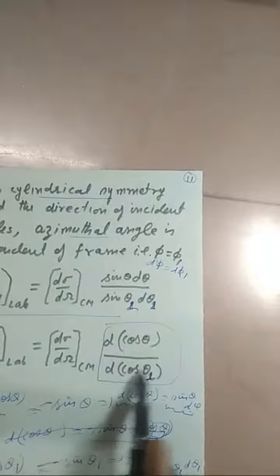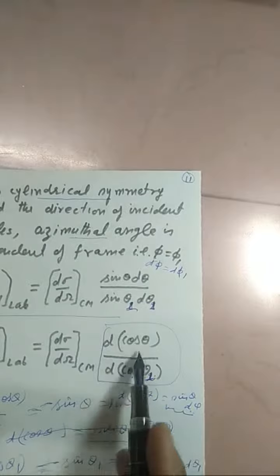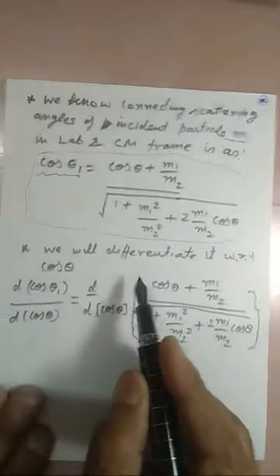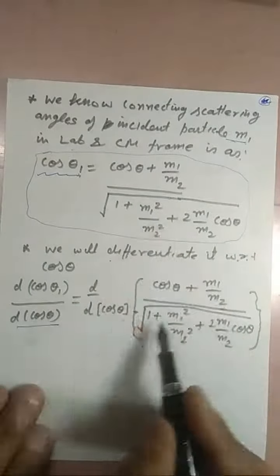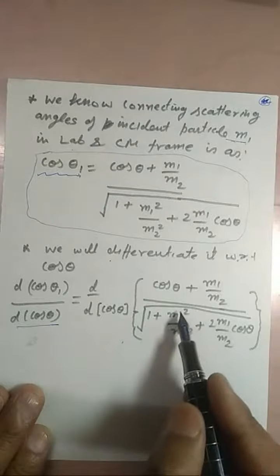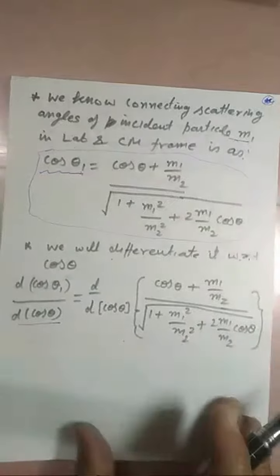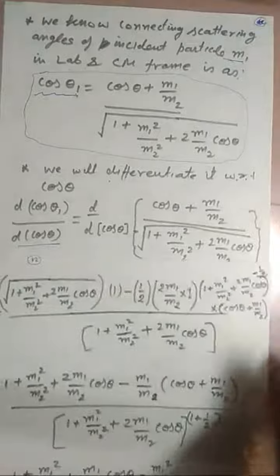Okay, so what we will do is, we know cos theta 1, so we will take the reciprocal of this, so that d cos theta 1 divided by d cos theta, and we will differentiate with respect to cos theta. So we have to differentiate this relation. This is cos theta 1 within the bracket, and now we make the simple differentiation. I have solved this simple differentiation here.